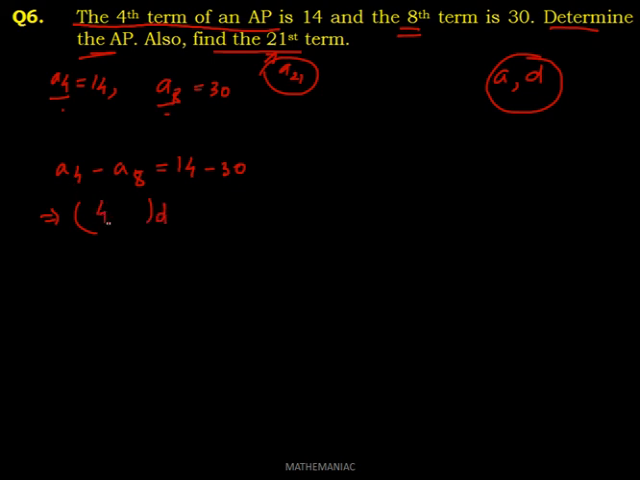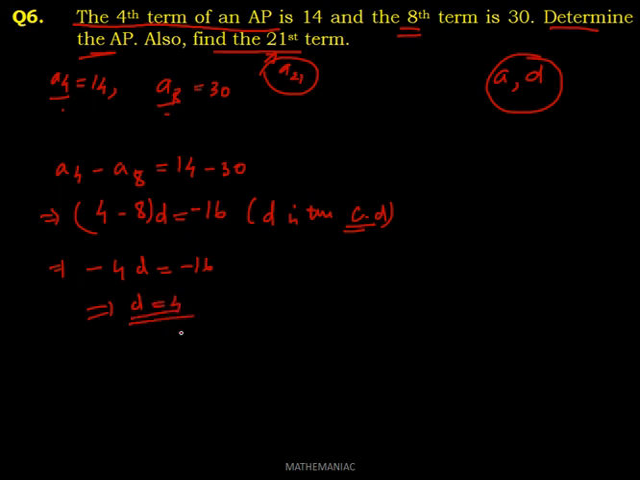It is (4 minus 8) times d, and this will be of course minus 16. Now can you recall what is d? D is the common difference. You can apply CD, no problem. So now here it is minus 4d divided by minus 16, giving you d equal to how much? 4. Now if d is equal to 4, next I need to find what is a.